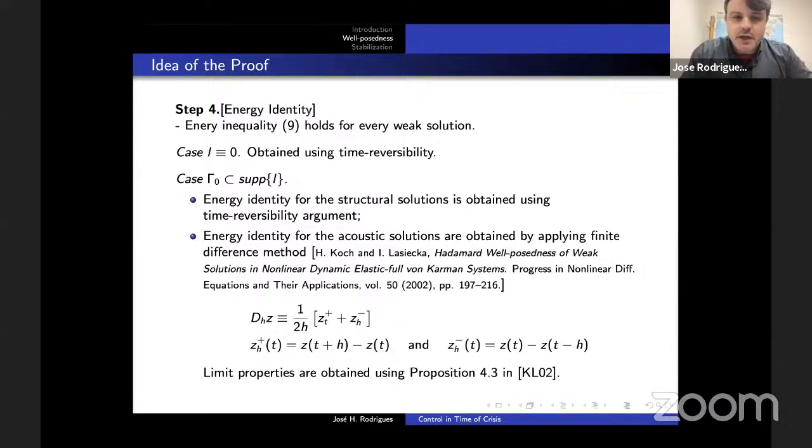And in the case in which the dissipation acts over the plate, we recover the energy identity by means of a finite difference argument, which was given in an article from Lasiecka and Koch from 2002. The basic idea is to work with the variational problem, and instead of multiplying your variational problem by z_t, we multiply by this difference here. My apologies, it's not a time derivative. It was supposed to be h, which is the size of your mesh. So we multiply by this term and do computations, and we pass the limit in the remaining terms using proposition 4.3 in their article.